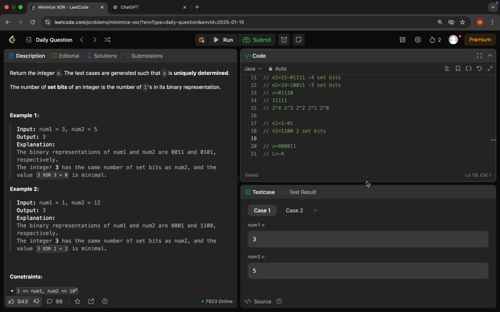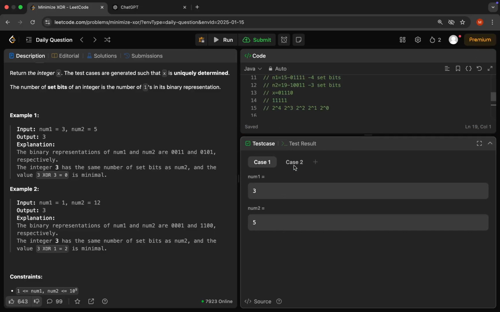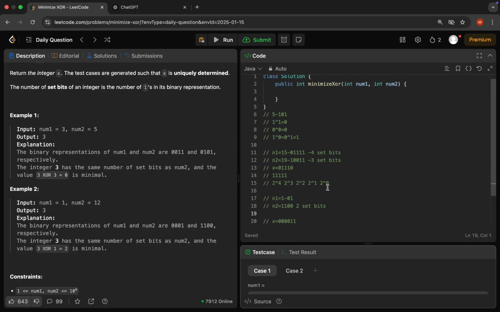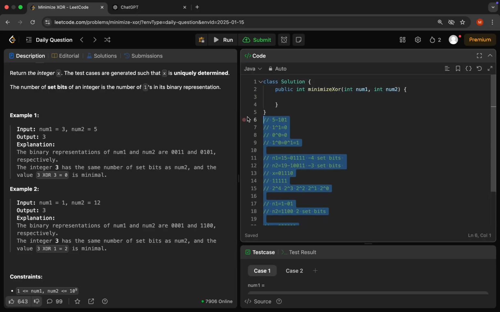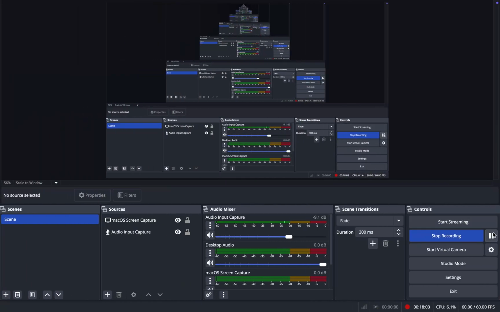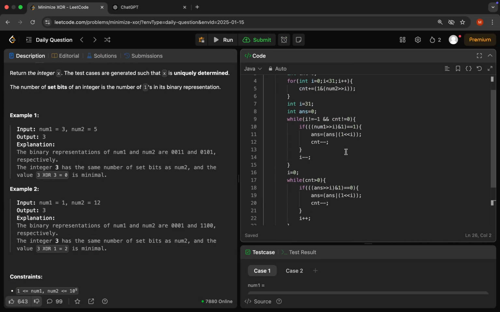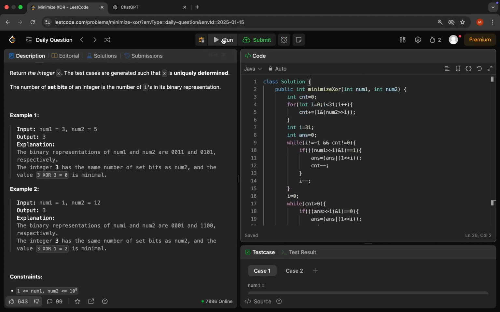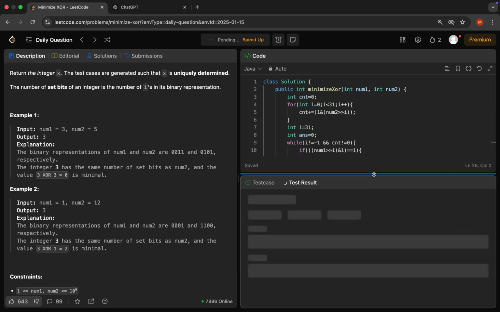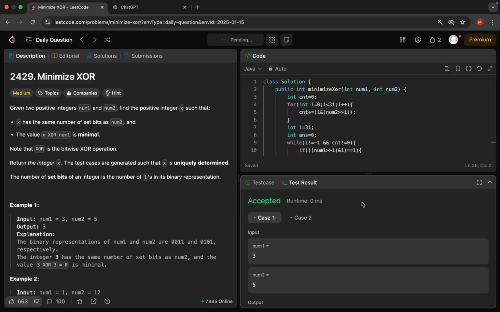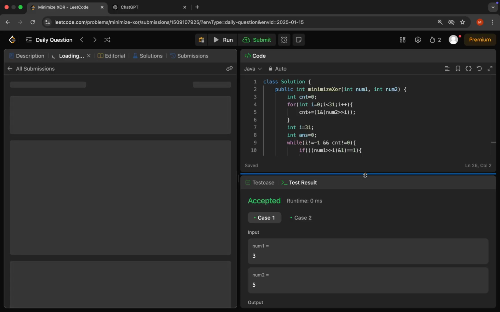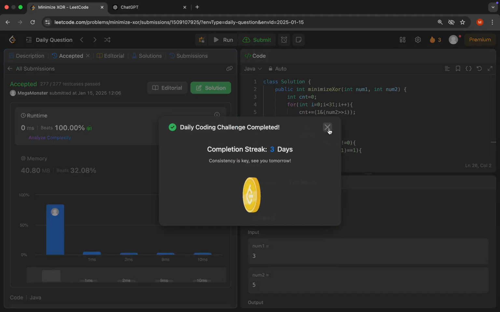So let me write the code of it. Okay, wait a second. Okay, I have written the code, let's execute. Okay, working fine, and let's submit it. Yeah, it is working fine.